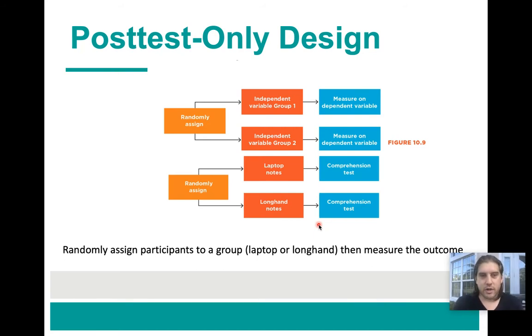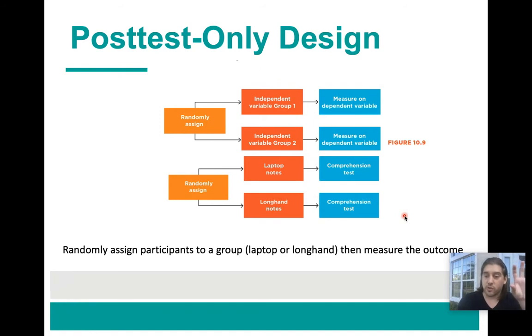An example of this that we've already seen is called a post-test-only design. This is the laptop versus longhand or written notes example from earlier in the lecture. This is an independent groups design because the people who use laptops are different from the people who write their notes by hand. We have two different groups of people, and then we measure their comprehension of the material. That's our outcome, our dependent variable.